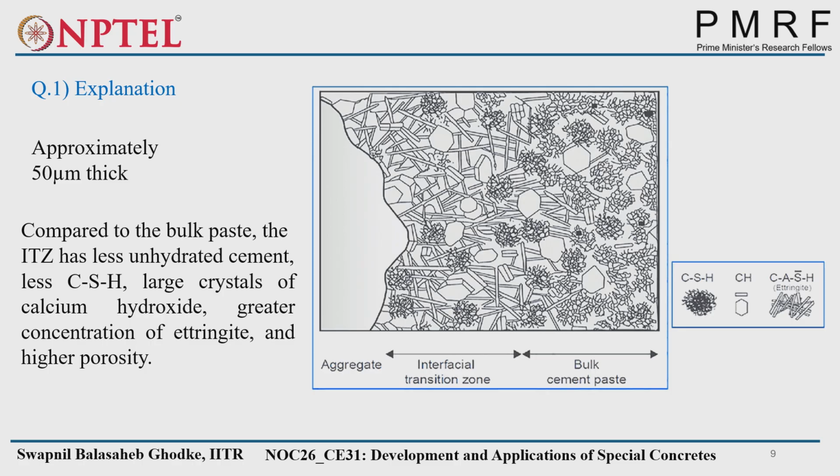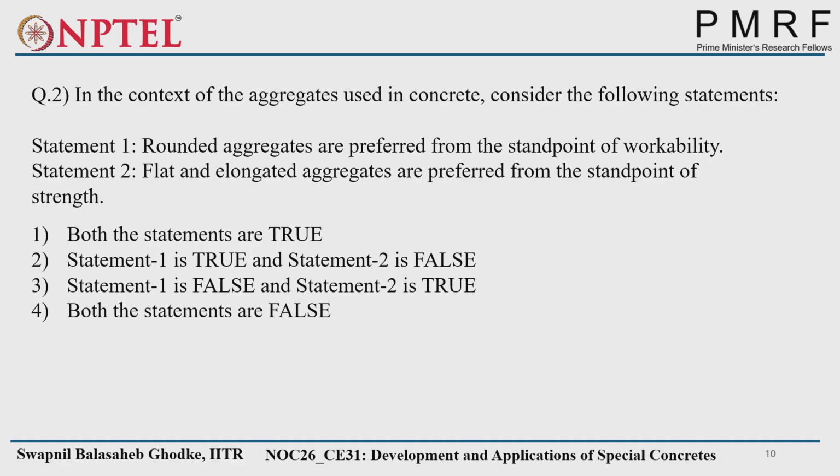Okay. That I even have to see in detail. So basically what we have to remember is what the ITZ is, why the ITZ happens, and that it is the weakest part of the structure or the concrete, and mainly the thickness you have to consider is approximately 50 micrometer. Okay. Any other doubt? Okay, we'll go for the next question then.